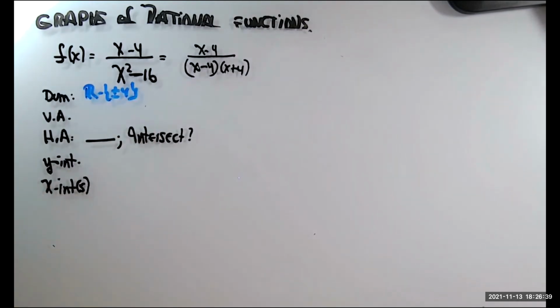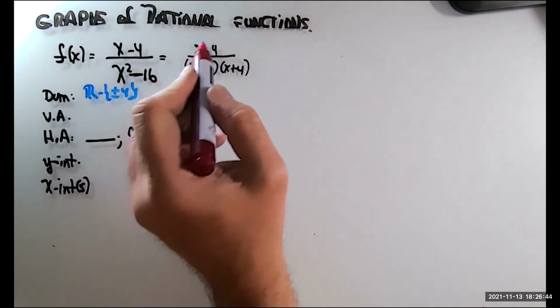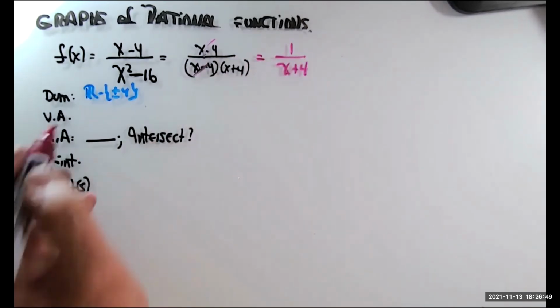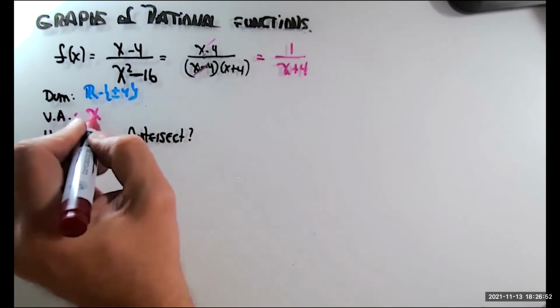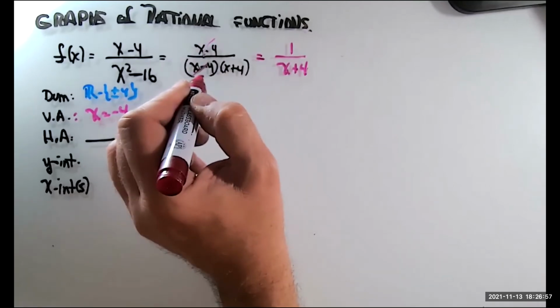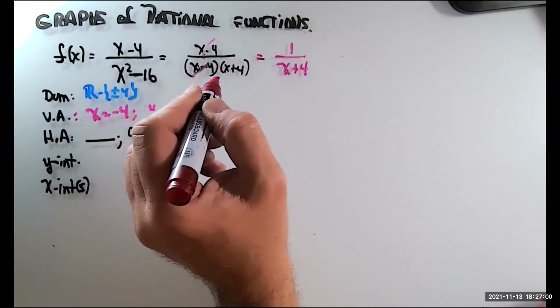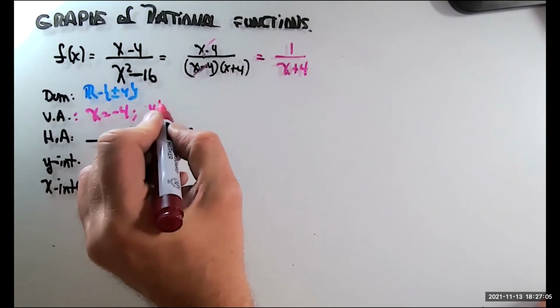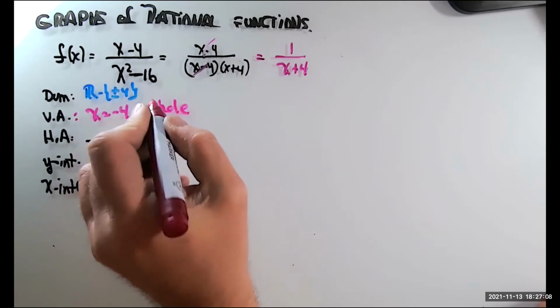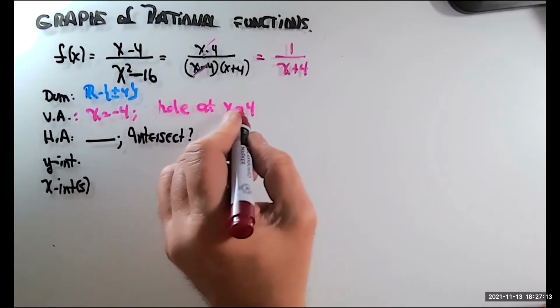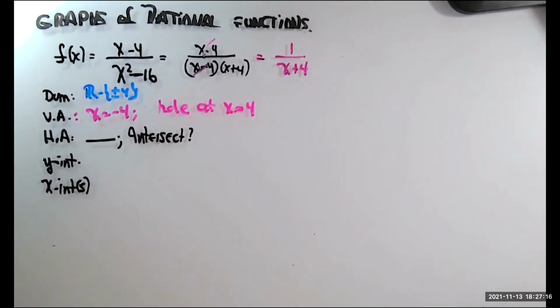Do we have any VAs? Well, we don't know. We need to attempt to simplify the function, which in this case, it simplifies. It will be 1 over x plus 4. So yes, we'll have one VA at x equals negative 4. And we know that since we simplify, we exchange one VA for one point of discontinuity, or hole. So this one will have a hole at x equals 4.